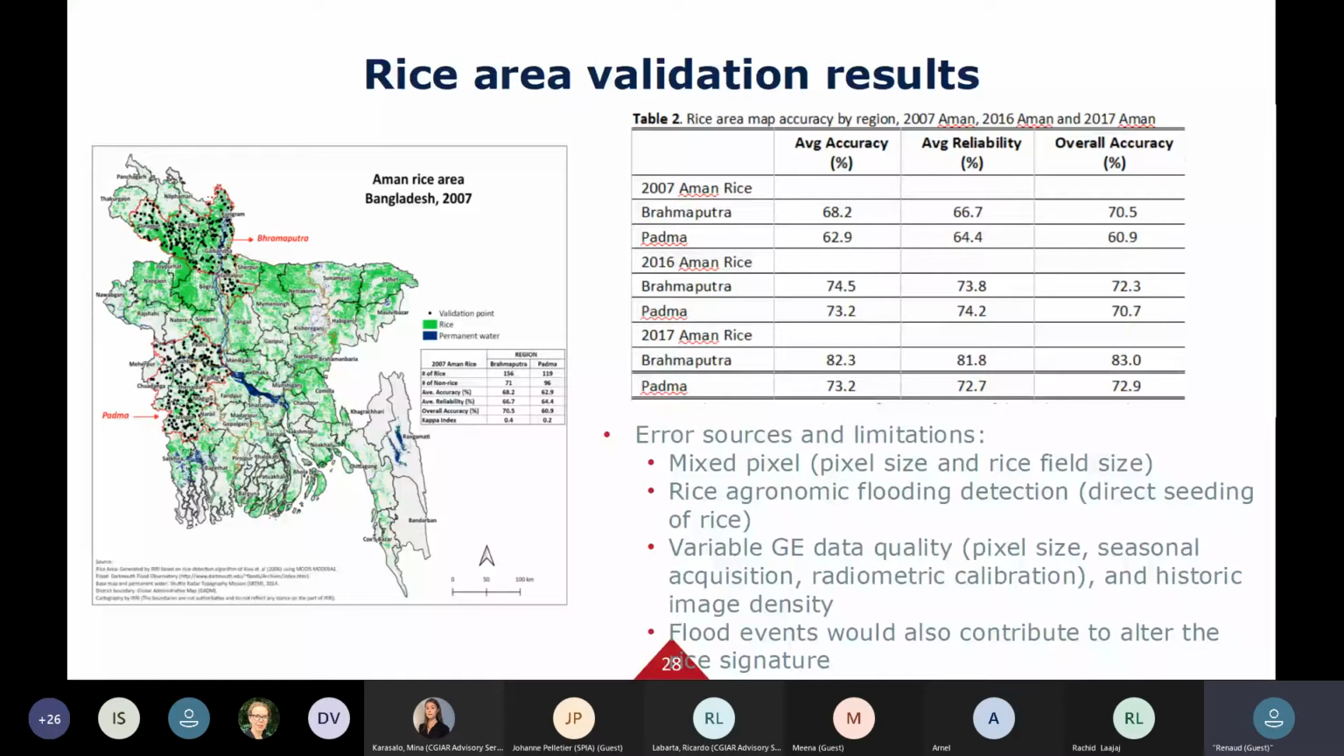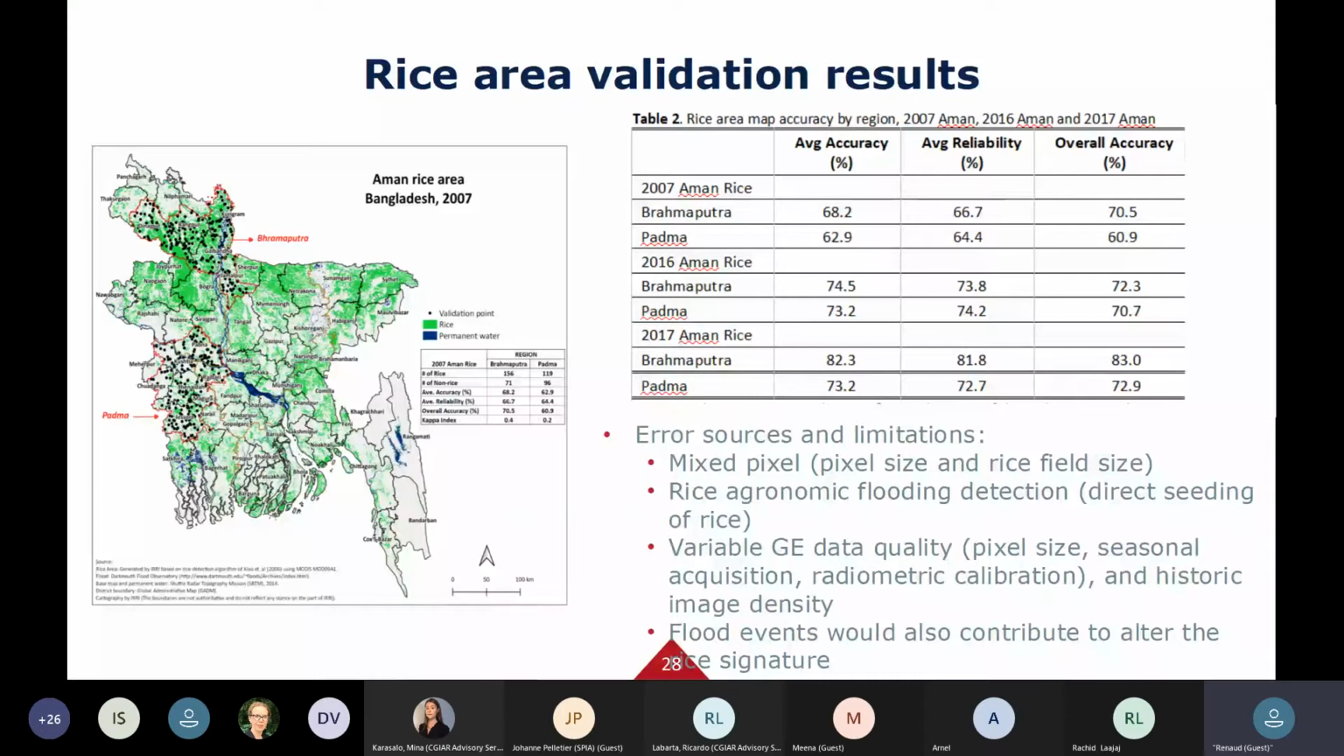Obviously, there is a relatively large gap between the rice field size and the pixel size. Rice field size is a few hectares, or maybe 1 to 2 hectares max. But generally speaking, I think that much of the production in Bangladesh is quite contiguous and quite dense in terms of rice production, and so it should not overly affect the results. But another issue is the fact that the algorithm is based on the so-called identification of the agronomic flooding. So when you have areas where there is maybe more direct seeding of rice, that flooding is non-existent, so the algorithm would not be as performant.